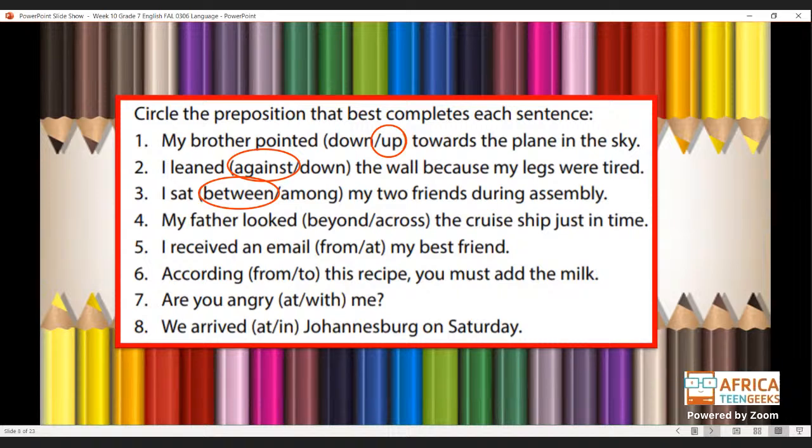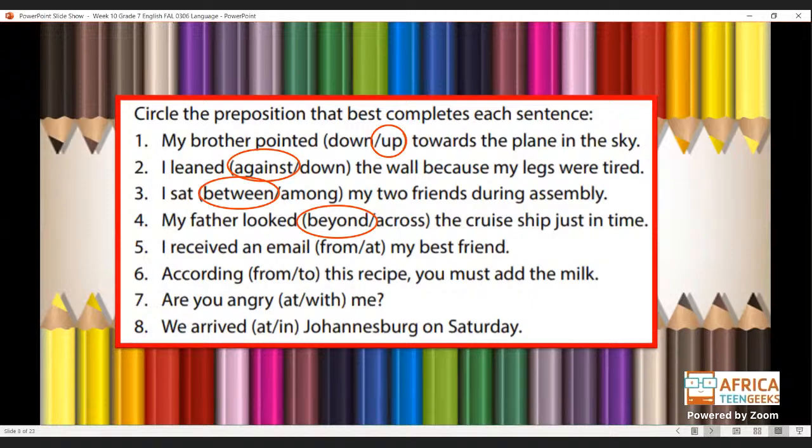Now, this father is in a ship. He's looking. So he's not walking or moving. He's not driving the ship. Okay. So we would say, well done, we would say beyond. Pat, pat, pat. Very good. So maybe there was something on the horizon, like a whale jumping in the ocean or in the air, and he looked beyond the cruise ship just in time to actually see this event. Okay, well done. Good job. That was a tricky one.